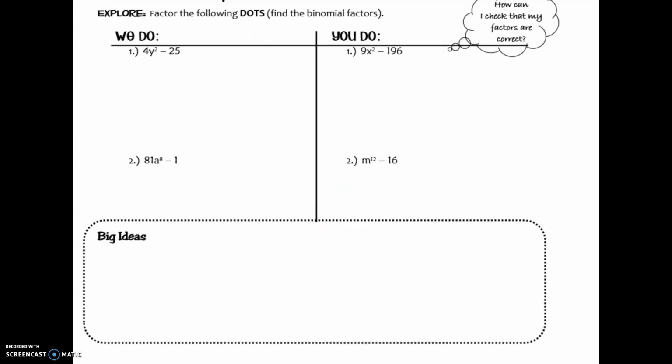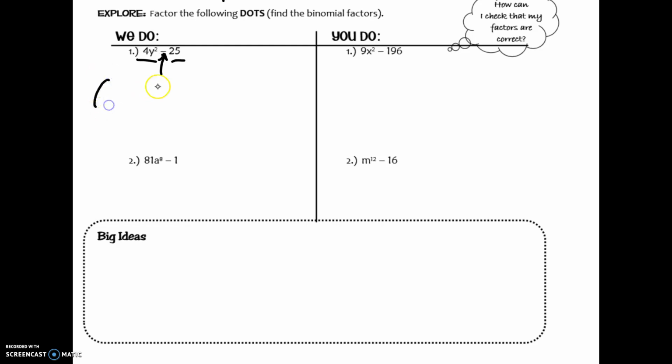So now that you're an expert at DOTS, it's time to move on to some new examples. Each of these four examples that I have for you down here are examples of DOTS. If we look at this first one, I know this is DOTS because both of these terms are perfect squares and they're held together by subtraction.